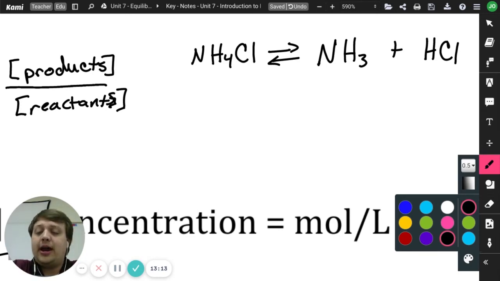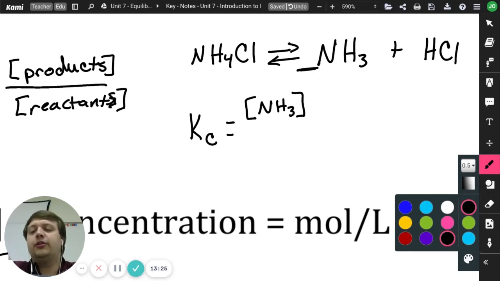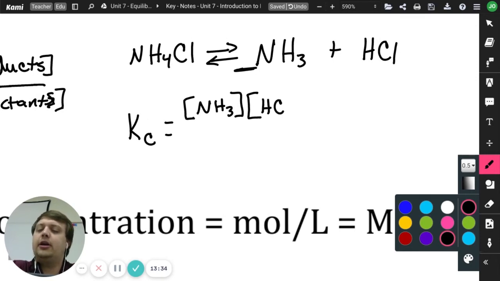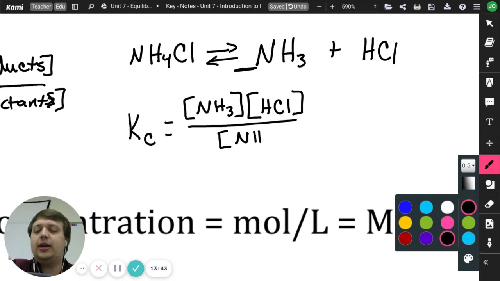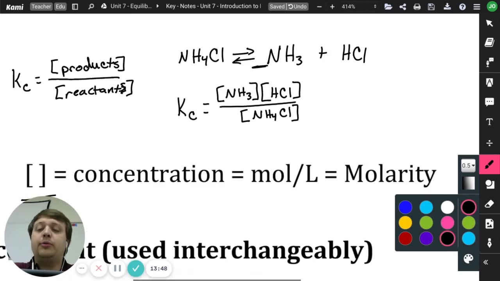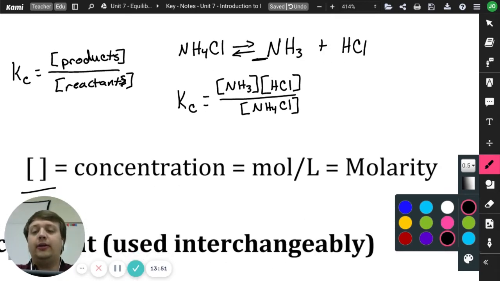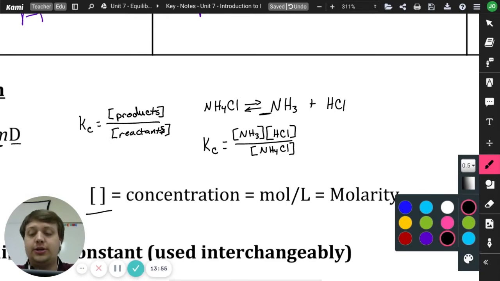So what do I need to do? Well, I know that I have the Kc, and it's going to equal the concentration of my products, so the concentration of NH3 to its coefficient. Looking here, there's only a 1 there, so we're just going to leave it at NH3. And then I have the concentration of HCl. Those would be my products, divided by the concentration of my reactants, so the concentration of NH4Cl. That would be the Kc, my equilibrium constant. That would be how I would solve for it with this given equation.